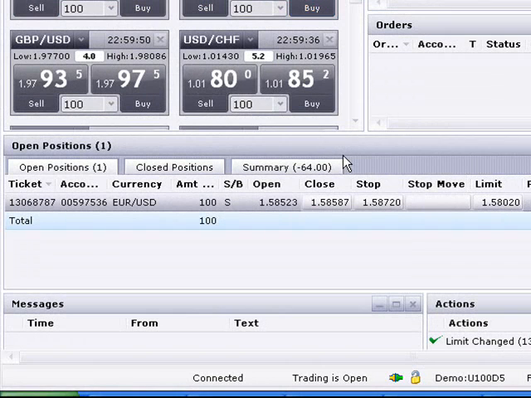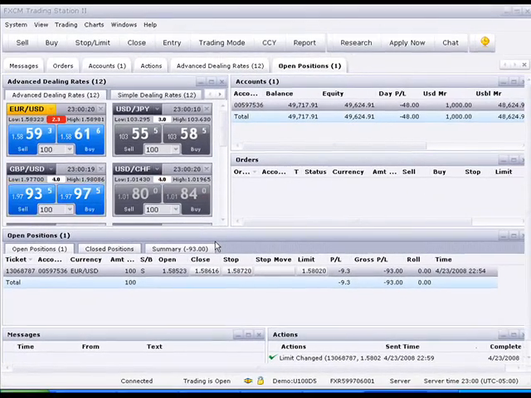So I now have a stop loss order which is going to take me out of the market should the market trade to 1.5872, and a take profit order, which is going to take me out of the market should the market trade to 1.5802. Remember, I sold here to enter the position, so that's why the take profit order is below my entry price, and the stop loss order is above my entry price.